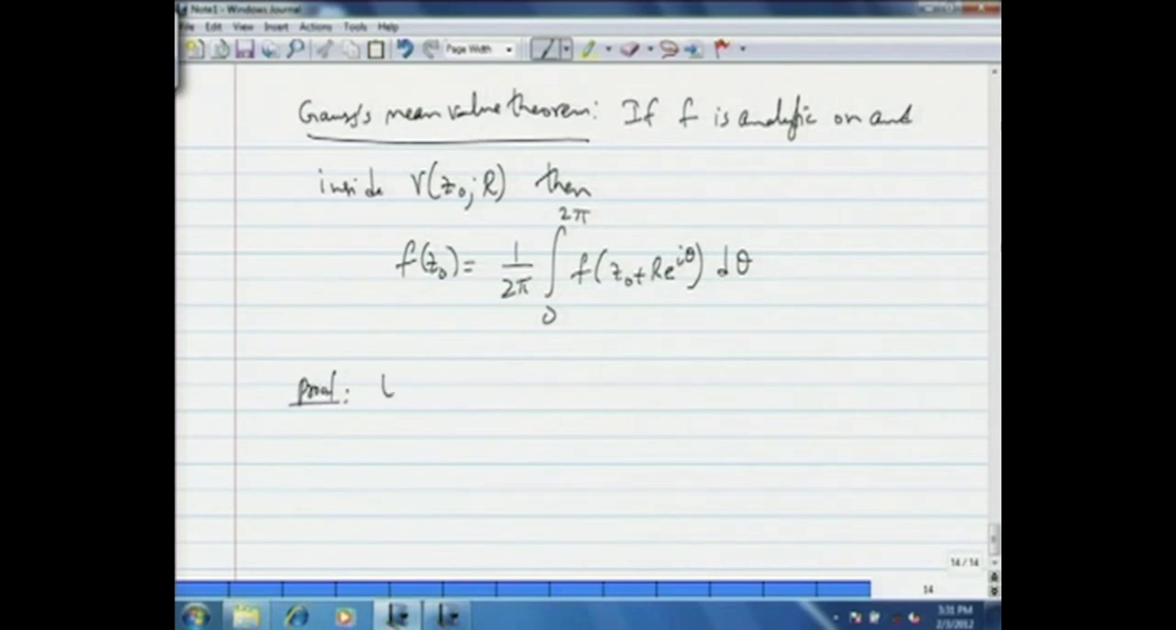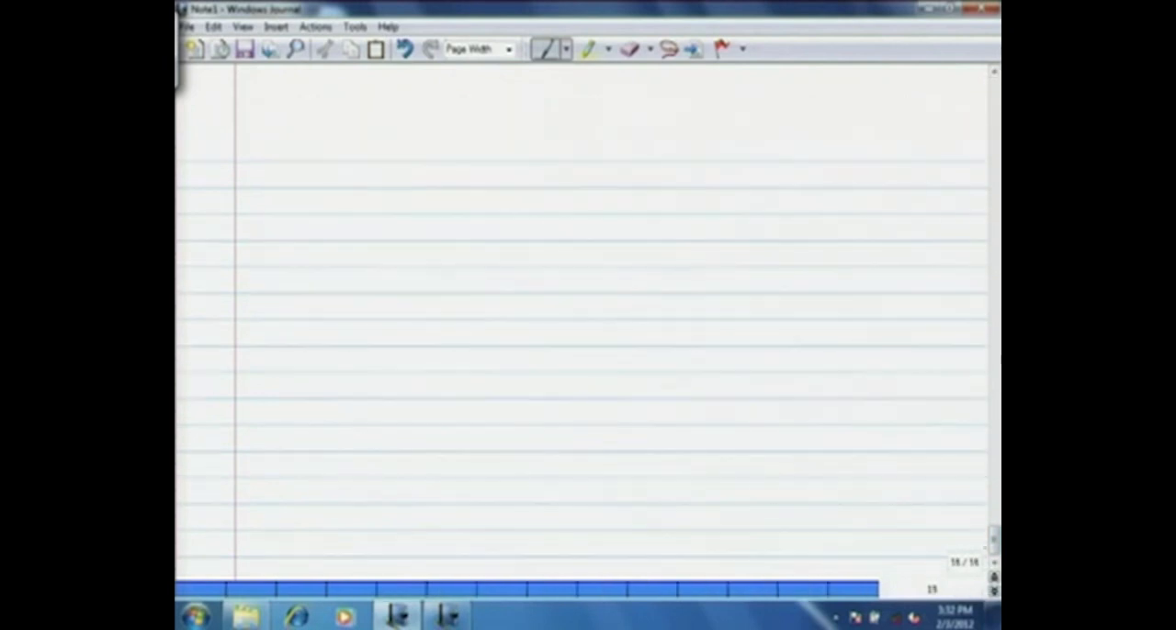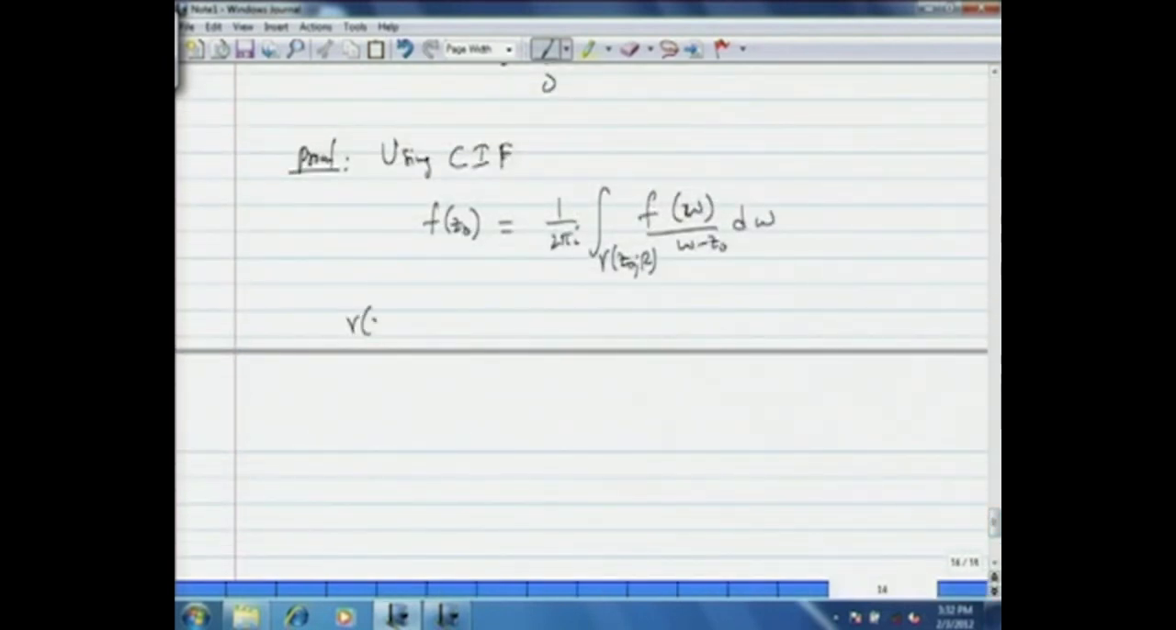Cauchy's integral formula. Using Cauchy's integral formula, we know that under the above hypothesis, f of z naught is 1 by 2 pi i times the integration over gamma z naught r of f of w by w minus z naught dw. So parameterize the circle of radius r. Gamma z naught r star can be parameterized as the set of all points z naught plus r e power i theta, theta between 0 and 2 pi. So that is your parameterization.